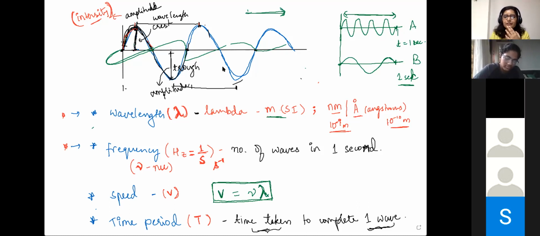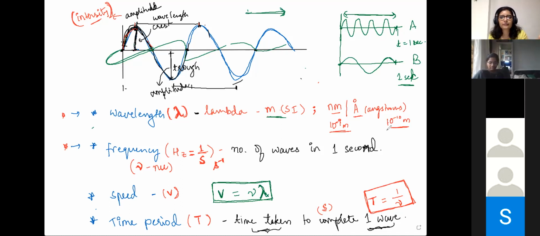What's the SI unit for time period? Seconds, absolutely. Time period is in seconds and frequency is 1/second. So T is equal to 1/nu, or nu is equal to 1/T. This is the relation between time period and frequency. If you're given the time period but not the frequency, you can figure out the frequency. Sometimes you'll be told that it completes 8 into 10 power 10 waves in 1 second, and based on that you figure out the frequency and do the calculations.